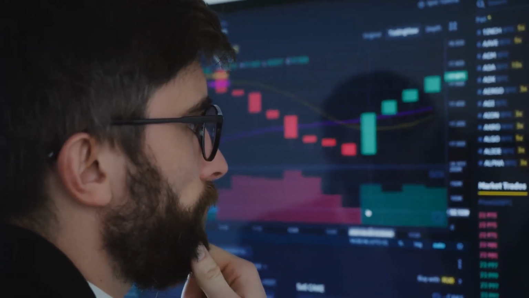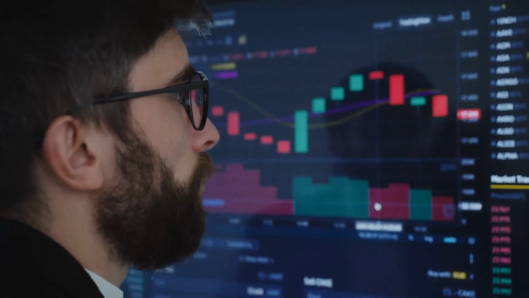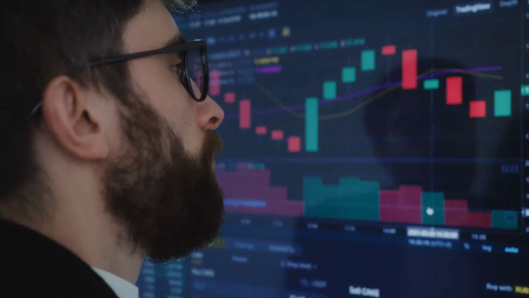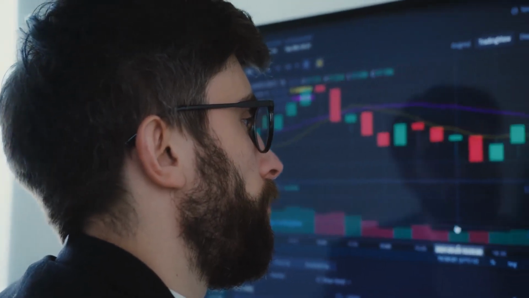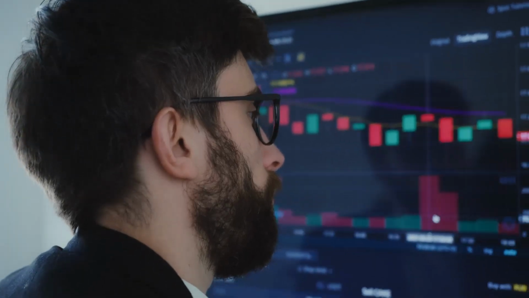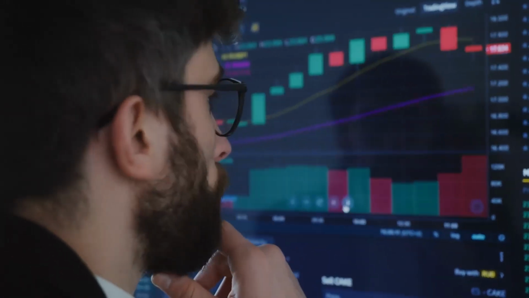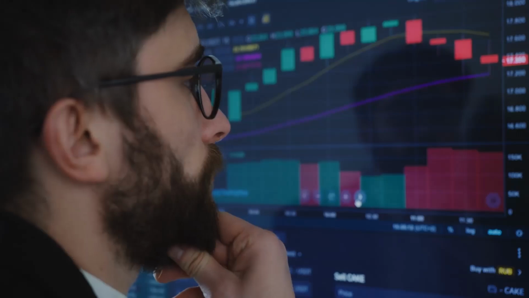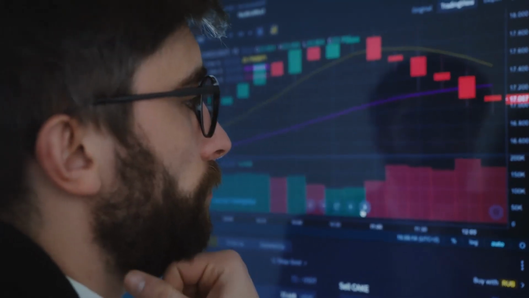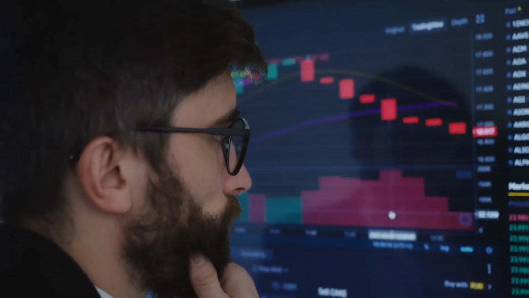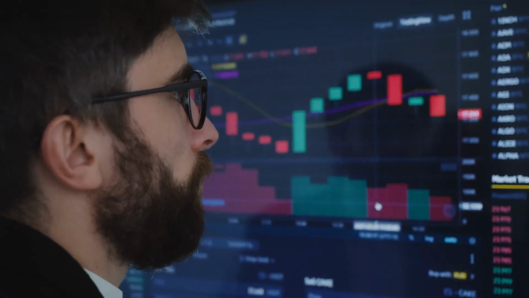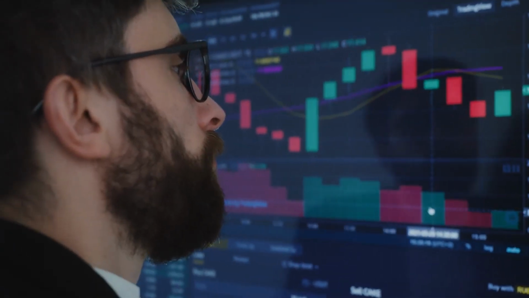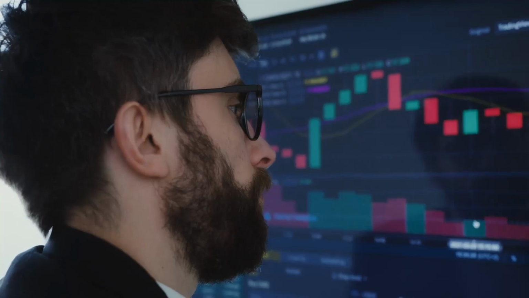AI can help you track key metrics such as search volume, social media engagement, and website traffic. This data can help you identify trends and make informed decisions about your marketing strategy. For example, if you see that a certain keyword is getting a lot of search volume, you may want to create content that targets that keyword. Or, if you see that a certain social media platform is getting a lot of engagement, you may want to focus your marketing efforts on that platform.